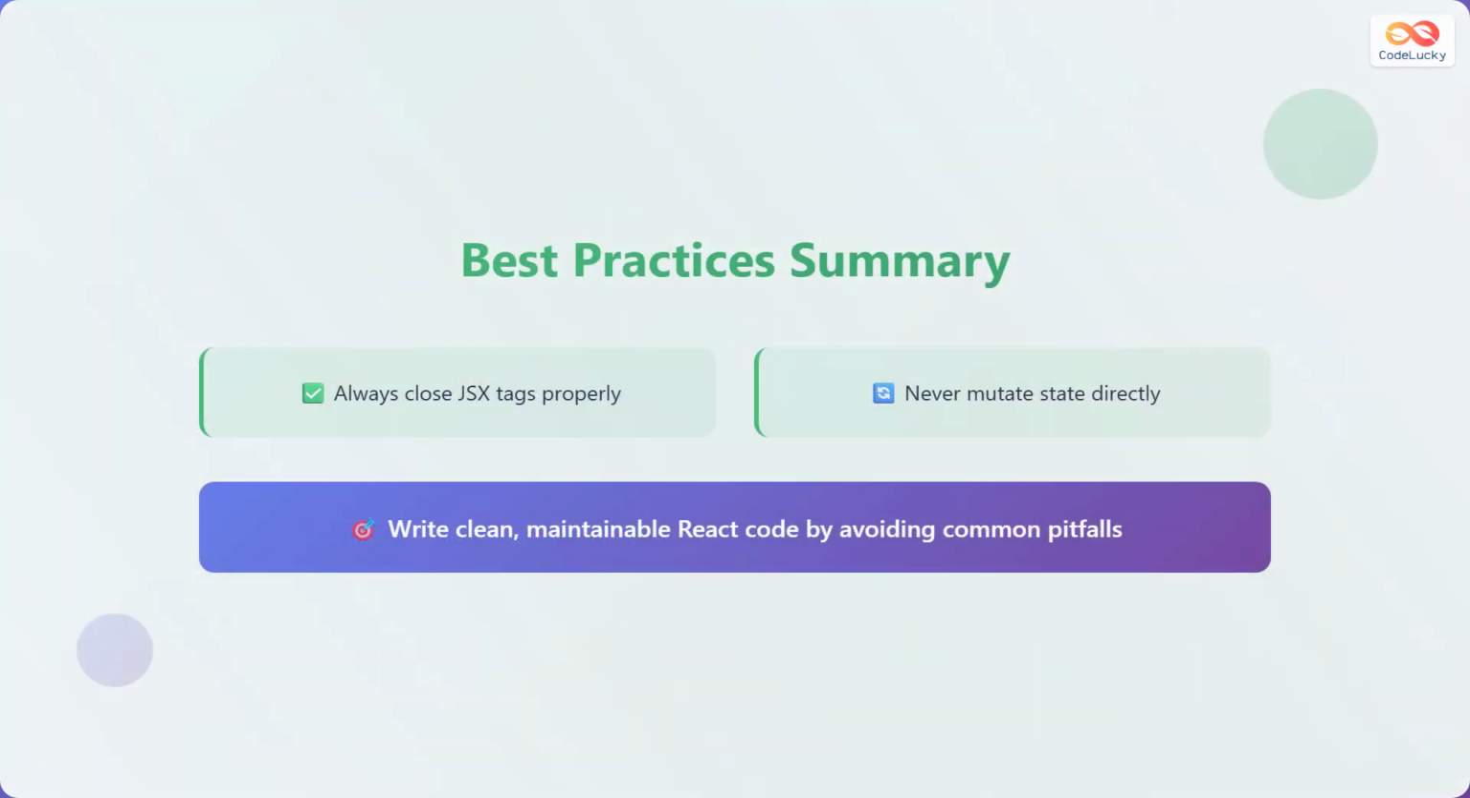In summary, to write clean and maintainable React code, always close JSX tags properly and never mutate state directly. By following these best practices, you can avoid common pitfalls and build robust React applications.